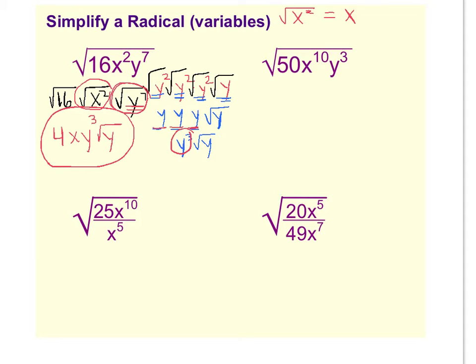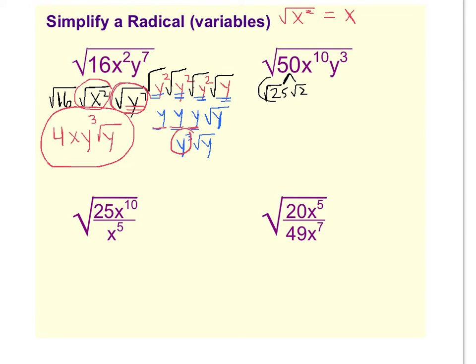We're going to square root the 50, the x to the 10th, and the y cubed. When we square root 50, we don't know the square root of 50 like we knew the square root of 16 on the last example, so we want to go ahead and reduce that. What perfect square number fits into 50? And if you go through your list, 4, 9, 16, 25, 25 fits in twice.